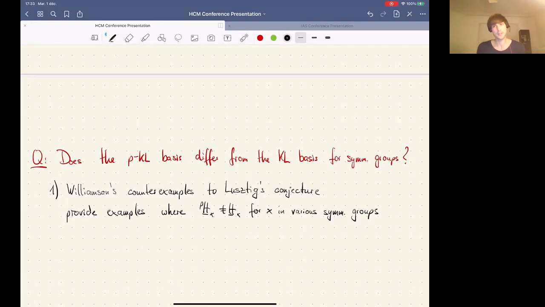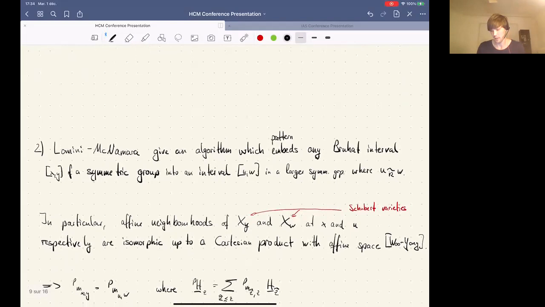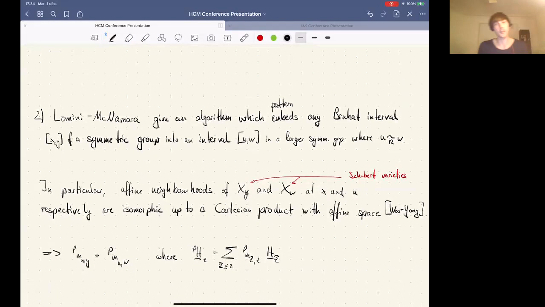And then very recently, there was a lot of hope also that the singularities in Schubert varieties for fixed points, where basically the fixed point and the indexing element for the Schubert variety lie in the same cell, that these singularities would be kind of better behaved. But this hope was destroyed by a result by Martina Lanini and Peter McNamara, a result from this year, and they give an algorithm which allows to pattern embed a Bruhat interval [x,y] of a symmetric group into an interval [u,w] in a larger symmetric group, such that the extremes of the new interval actually lie in the same Kazhdan-Lusztig cell.